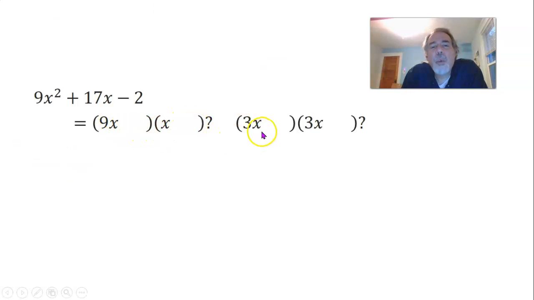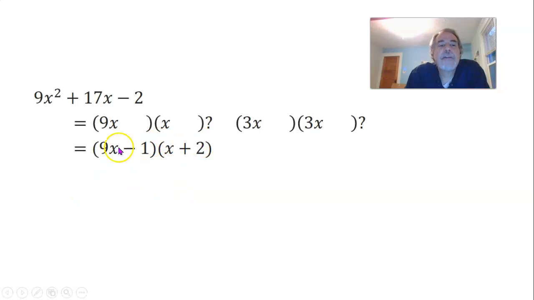But what can we put where so that when we do the outside and the inside and combine them, they add up to plus 17x? Might take you a little trial and error. If you want to pause the video and see if you can figure this out, you can do that. Turns out that what works is to have 9x minus 1 times x plus 2. So put a minus 1 on the inside, a plus 2 on the outside, and when you FOIL that, you get 9x squared plus 18x minus 1x, so there's your plus 17x, minus 2.